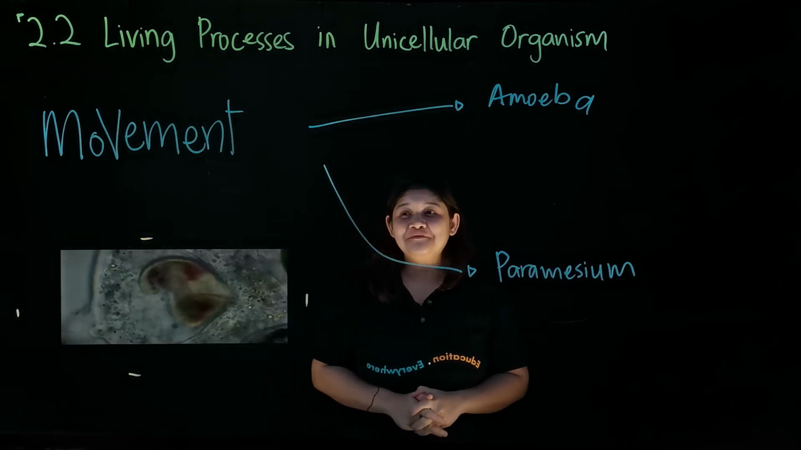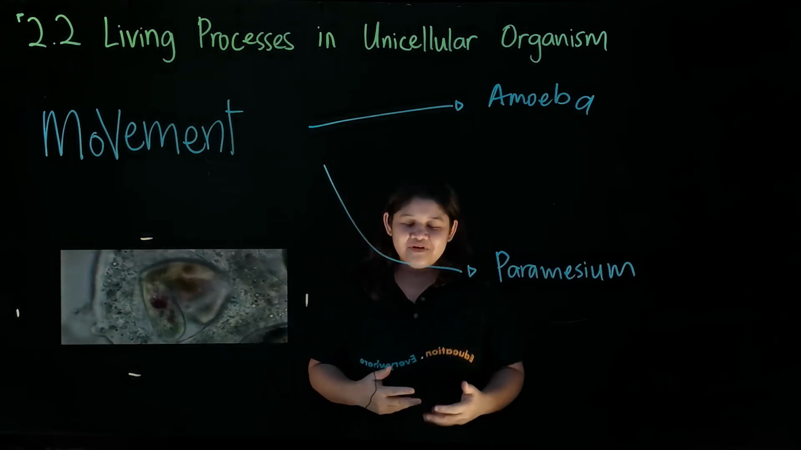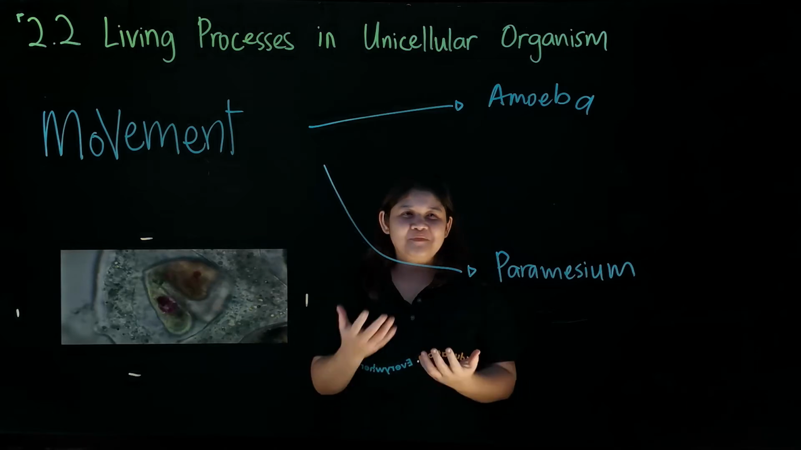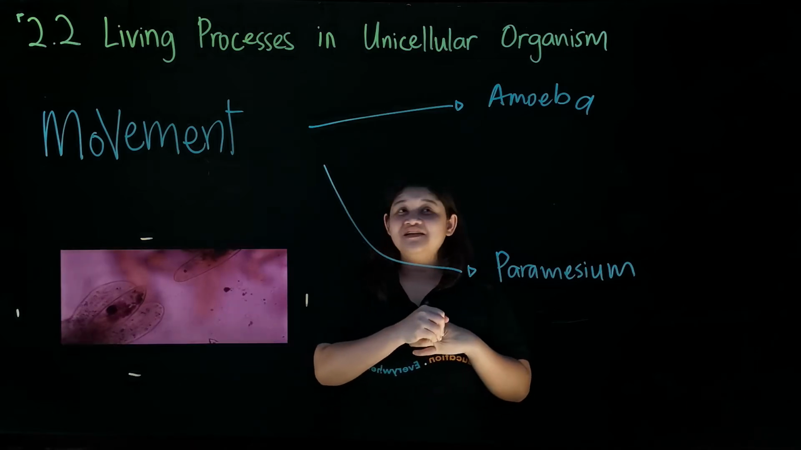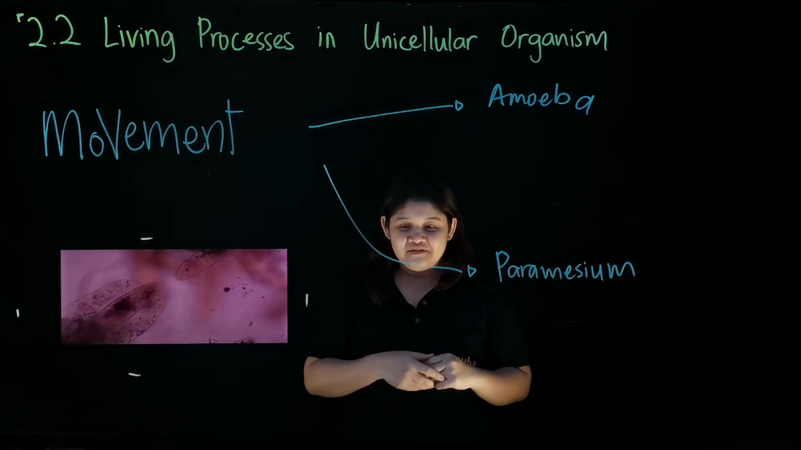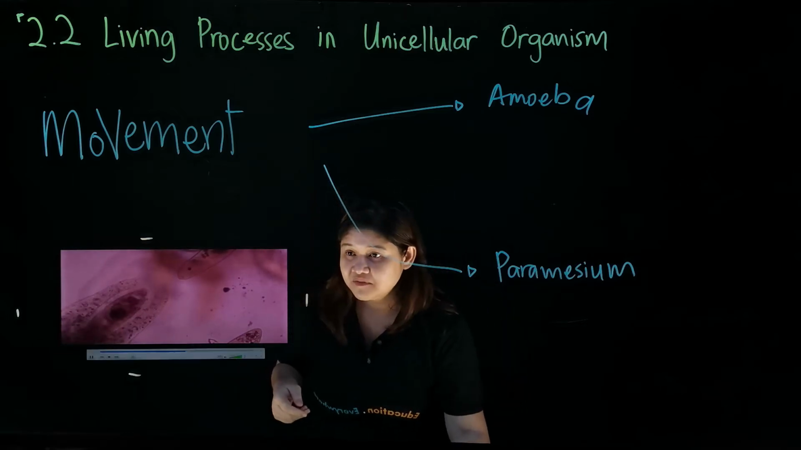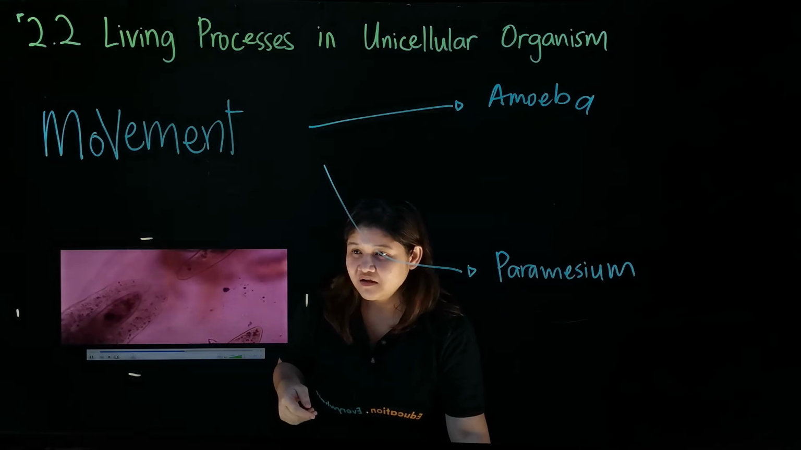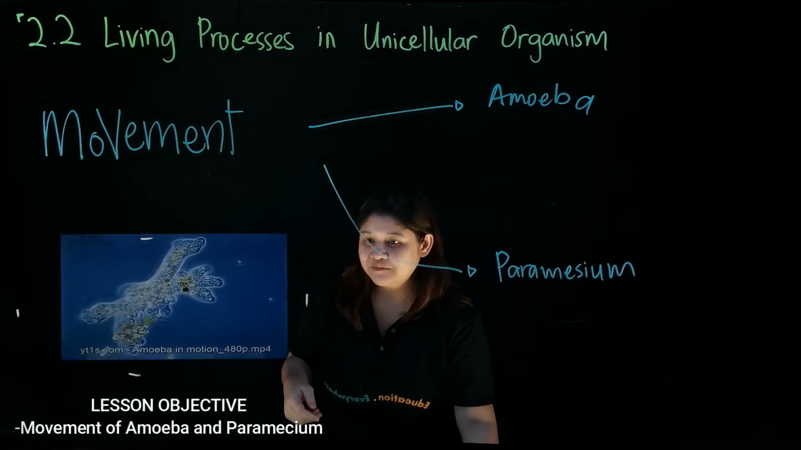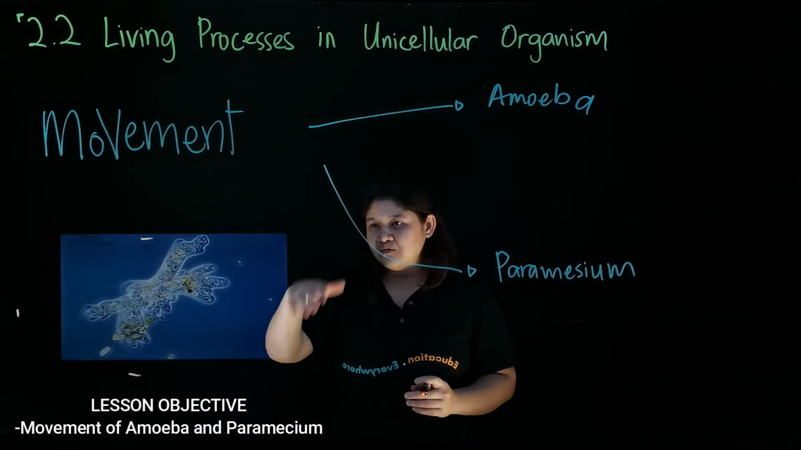Okay, so there are a few things that we need to consider in unicellular organisms in performing their daily life. The first one is movement. I'm going to show you how amoeba moves in the video below. Give me a minute for that. So this is an amoeba under a microscope. Now check out how it's moving.